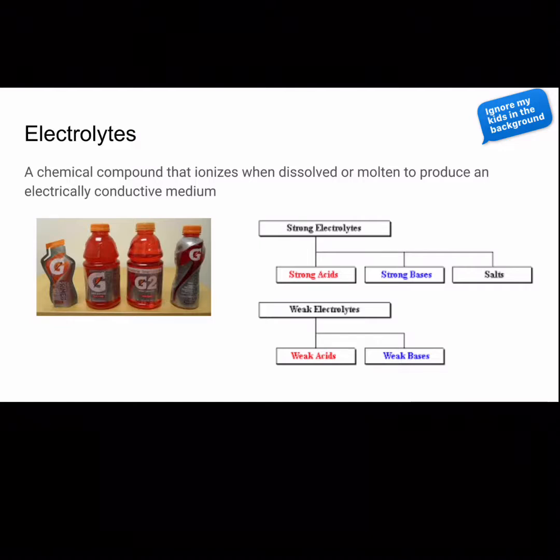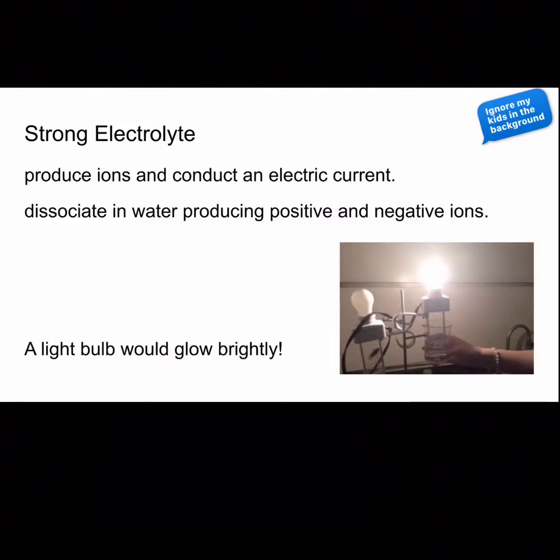We will talk about that a little more coming up in the next few slides, and then in the next slideshow that I do as well. A strong electrolyte produces ions, and it can conduct an electric current. It dissociates in water, producing positive and negative ions. Dissociate means that it kind of separates, okay? It has negative ions floating around, and it has positive ions floating around. They're not together. If you were to test an electrolyte and set up a light bulb to it, the light bulb would glow really, really bright.